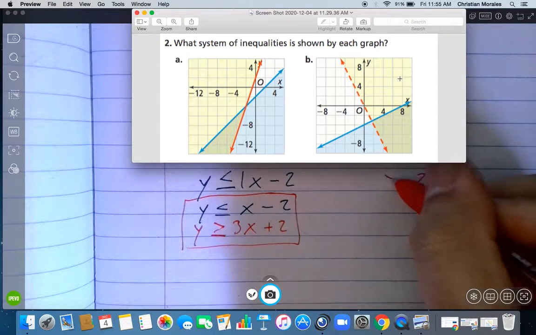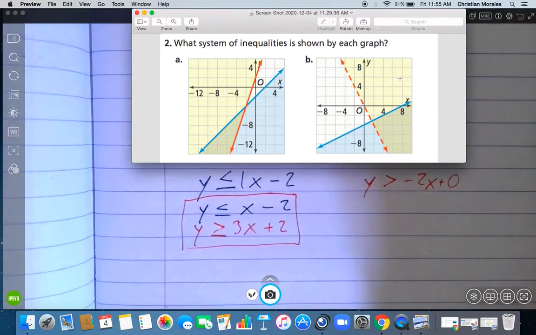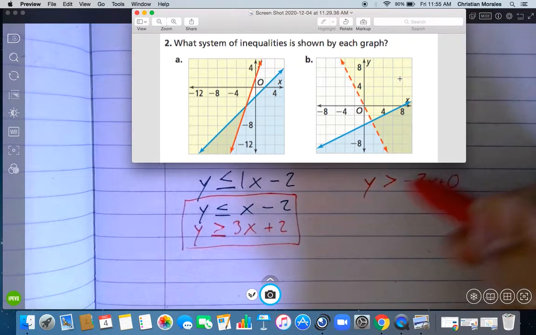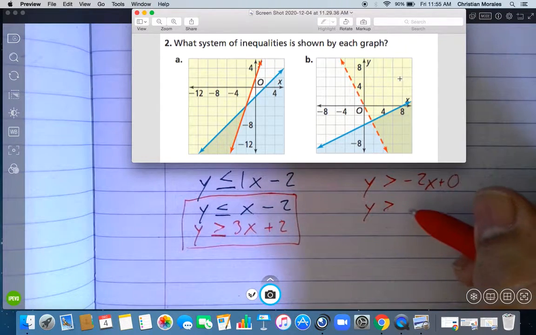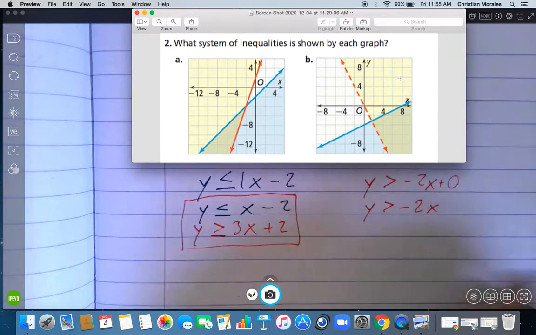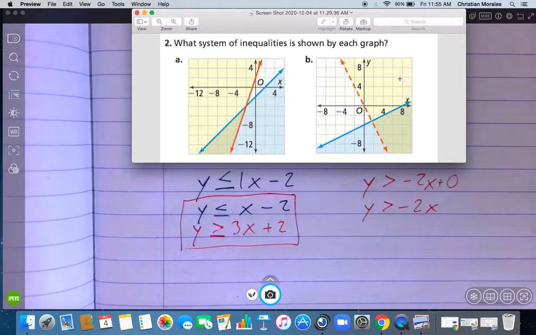And it's shading above. So it's like this. It'll look like this. I'm going to simplify this a little bit. Y is shaded above. It's not a solid line. And the slope is -2x. And it started at 0. I don't write down 0. And that's the first line.